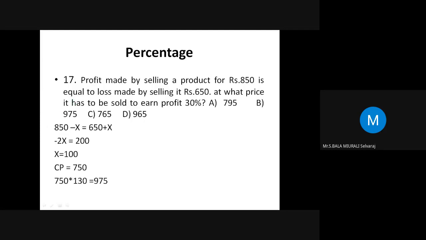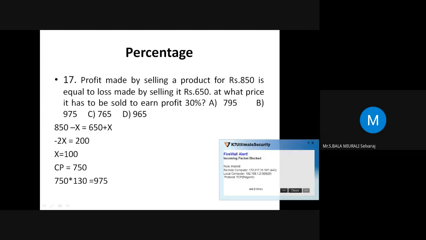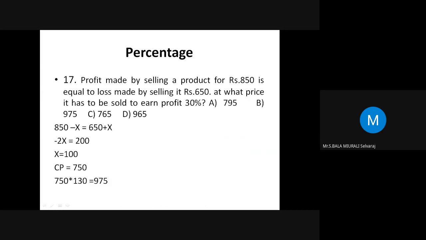A profit made by selling a product for 850 is equal to loss made by selling it for 650. See, they're selling a product at 2 different prices. One is 850, another is 650. But the profit they make and the loss they make out of these 2 transactions would be the same amount. For example, if it is profit 100 rupees and loss 100 rupees, or profit 200, loss 200. Have you understood?